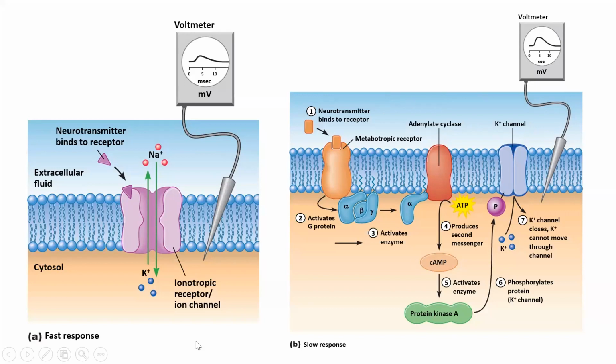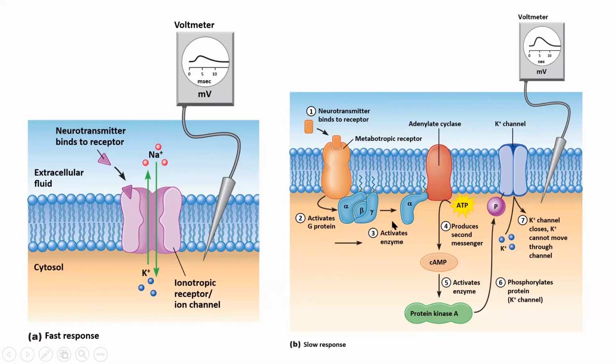And then we can also have a slow version of this response on that cell, and that's if the neurotransmitter binds to a metabotropic receptor. Now, a metabotropic receptor is coupled to a G protein. That's what slows the whole thing down: it's not an immediate response the way it is for the ionotropic receptor, because there are several players involved in the process here. So the G protein is really what slows things down.